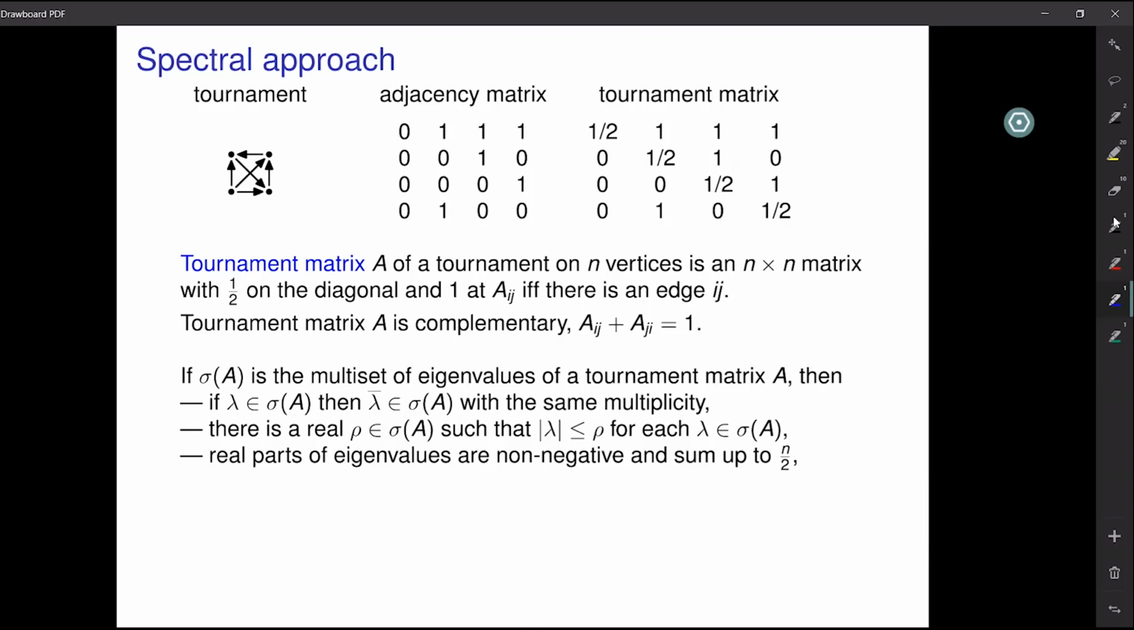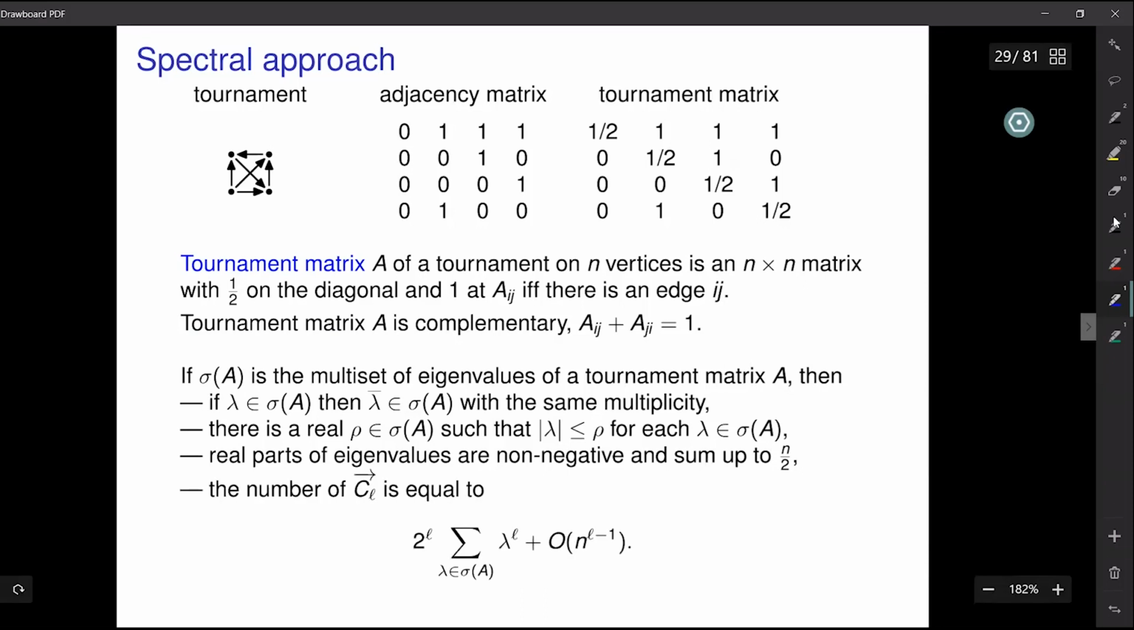And the thing that is probably most interesting for us in the setting of cycles is that if I want to calculate the number of directed cycles of length L, then this is basically the sum of the L-th powers of the eigenvalues multiplied by 2 to the power L. And so this way, using the spectrum of this tournament matrix, we can calculate the number of cycles in the tournament. Okay, but there are some error terms.